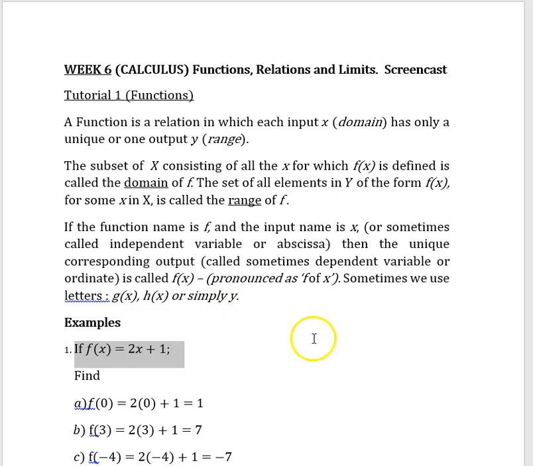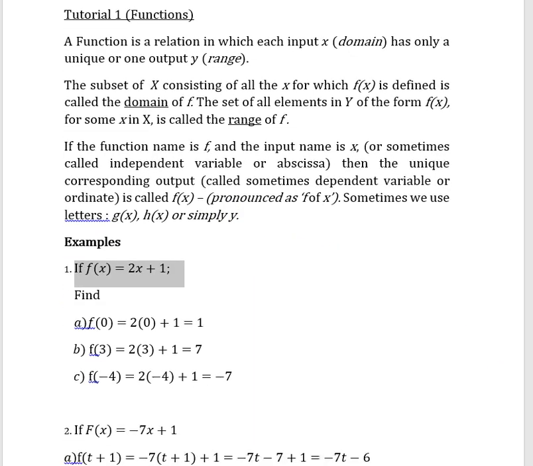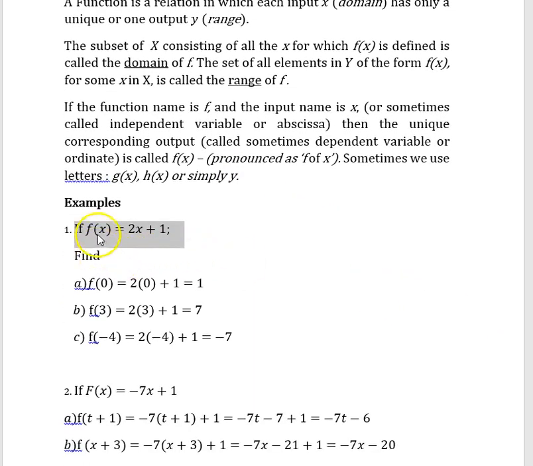Now let's look at some examples. Example 1 says if f of x, which is our output, is given as this function 2x plus 1, we are told to find f of 0. That means if our input now becomes 0, what is our y? All you need to do is to substitute for x value as 0 in the function. And that's what you see me doing now. So it will be 2 times 0 plus 1. That is going to give you 1. So it means for our input value of 0, the output, which is our f of 0, will be 1.